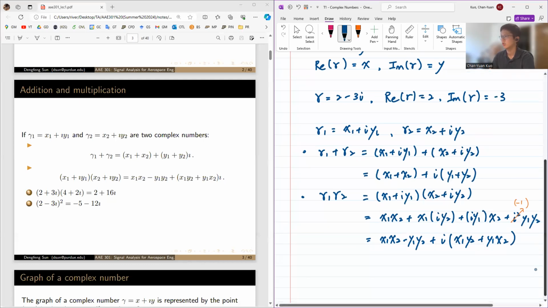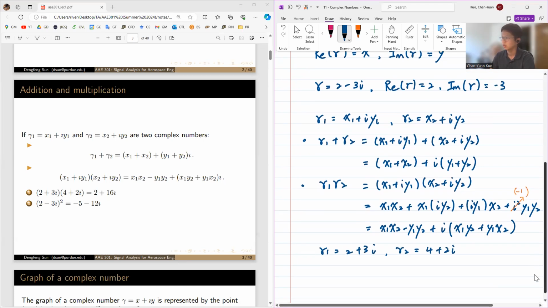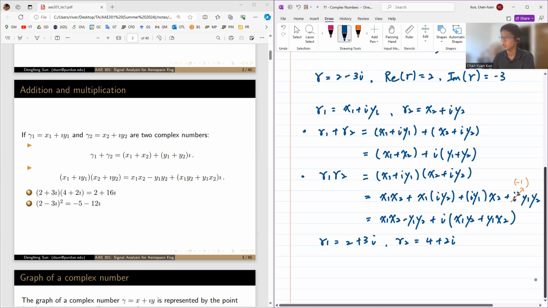So for example, if we have two complex numbers, gamma 1 equals 2 plus 3i, and gamma 2 equals 4 plus 2i, the summation of these two complex numbers will be 2 plus 3i plus 4 plus 2i, which equals 6 plus 5i.